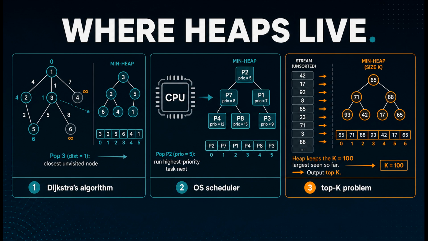Dijkstra's algorithm uses a min heap to pick the next closest unvisited node, and we will dig into that one in Chapter 12. Operating system schedulers use a heap to pick the next task to run, ordered by priority or deadline. Every "give me the top 100 highest rated items" problem becomes a heap of size 100, and you walk the dataset once. The classic name is the top K problem, and the heap is the standard answer.